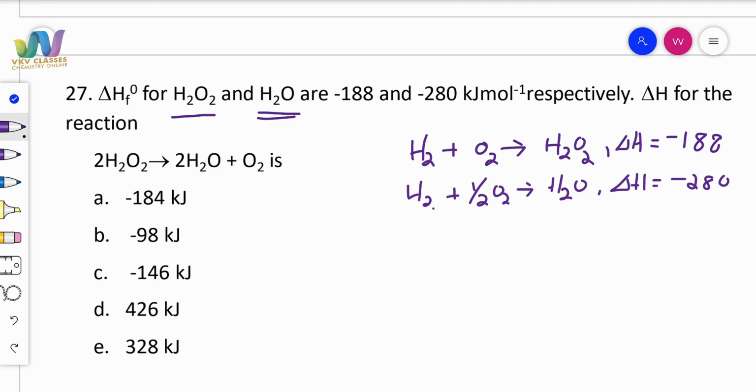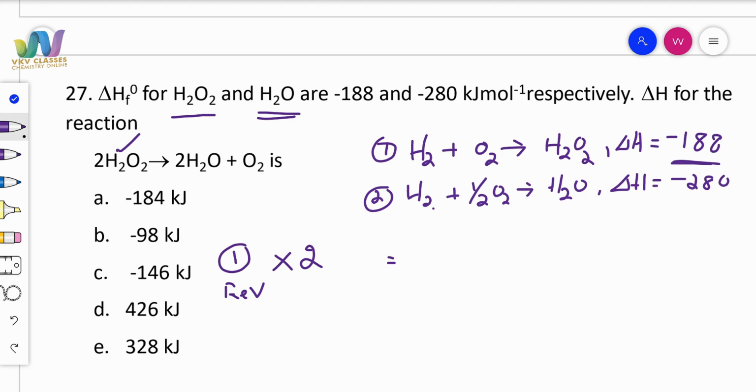Here we require 2 moles of H2O2 as the reactant. But H2O2 in equation 1 is the product. So you have to reverse this equation. So this is equation 1, this is equation 2. So equation 1 has to be reversed and multiplied by 2. You will get the answer.